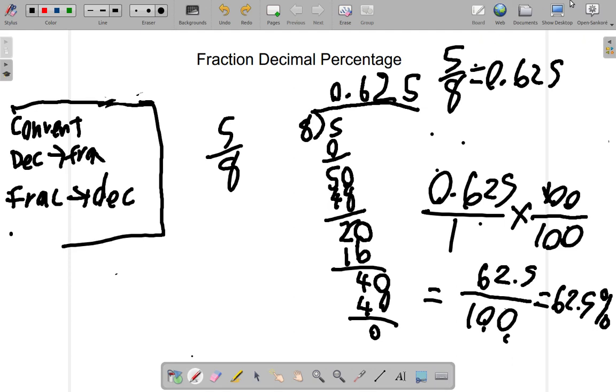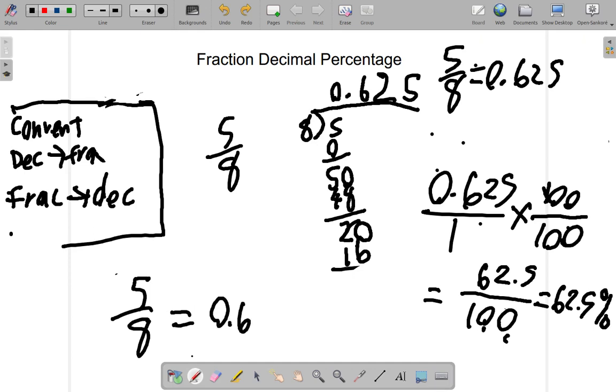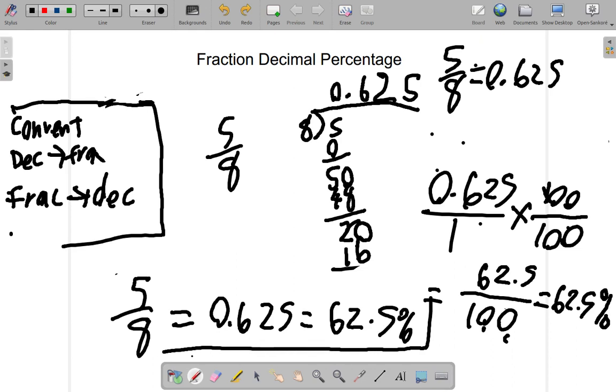Alright, so that's an example of looking at a number as a fraction, then converting it to a decimal, which we did here, and writing it down as a percentage. So what we end up with, let me just erase this, is the fact that 5/8 as a fraction is equal to 0.625 as a decimal, which is 62.5% as a percentage. So we end up with this.